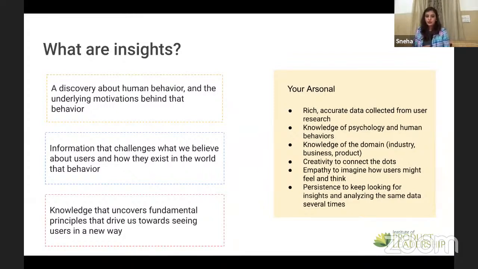Also, the second bit, which is extremely important, is whatever information changes our belief about the users. Because invariably, as designers or as human beings, let's not even be so harsh on ourselves, a lot of times we hold biases which we don't even know because they're so subconscious. And this is where we need to pick out everything that challenges our beliefs about the users and also revalidate or analyze that information.